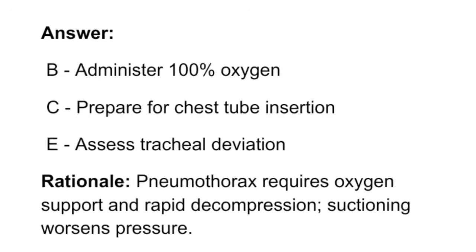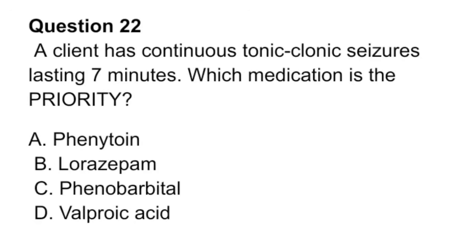Answer. B. Administer 100% oxygen. C. Prepare for chest tube insertion. E. Assess tracheal deviation. Rationale. Pneumothorax requires oxygen support and rapid decompression. Suctioning worsens pressure.